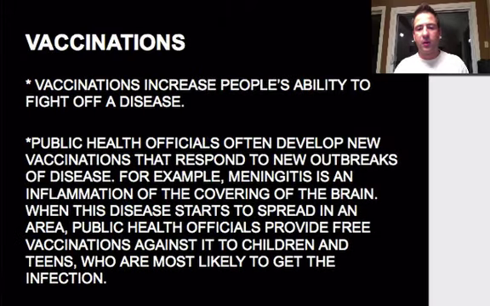We need that oxygen. Now, vaccinations are things that increase people's ability to fight off disease. So we often develop vaccinations that respond to new outbreaks of disease. An example of this was meningitis. It's an inflammation of the covering of the brain, inflammation meaning swelling. So when the disease starts to spread in an area, public health officials provide free vaccinations, and they actually provide these to children and teens. Because they're the most likely to get the infection, because as years go on, as we get a little bit older, we build up a little more immunity and we build up more antibodies within our body to fight these infections. So that's vaccinations. Basically we increase the chance by providing small bits of the particular disease into our body, and we can build antibodies so we can fight against it.